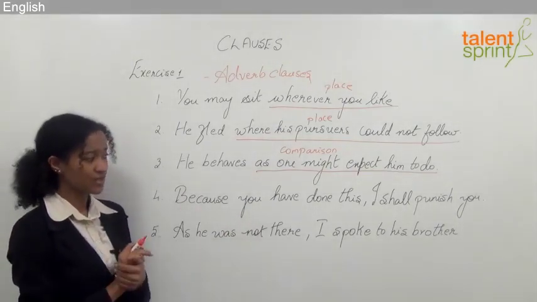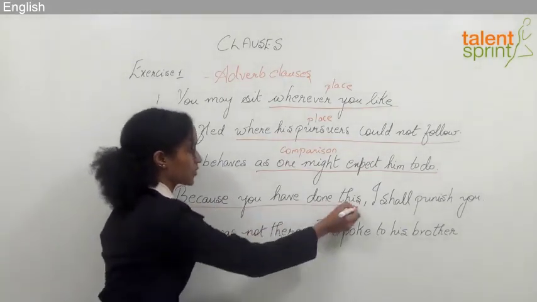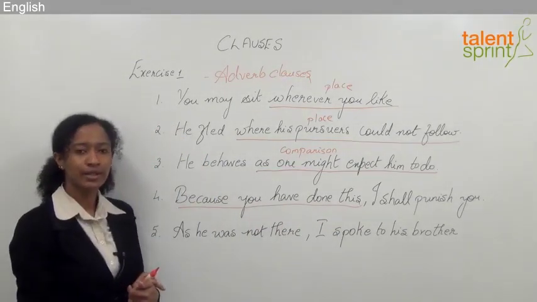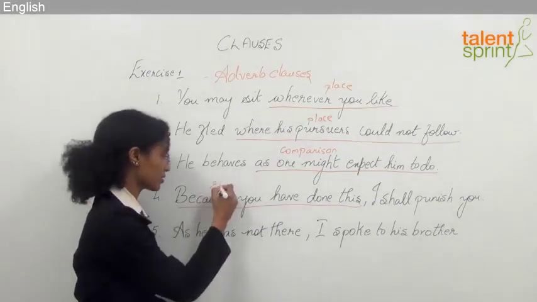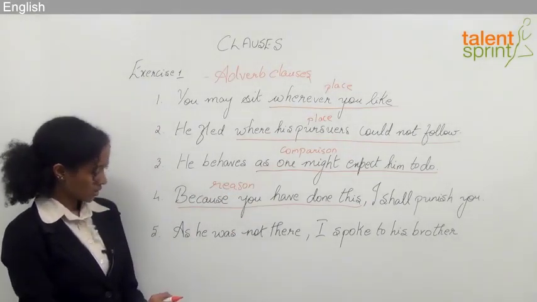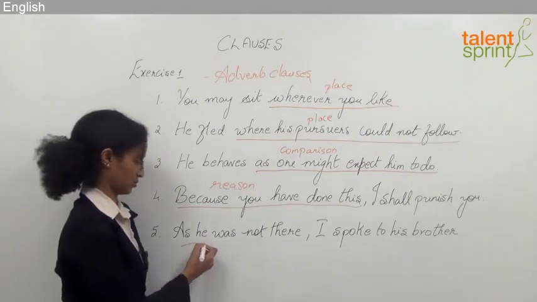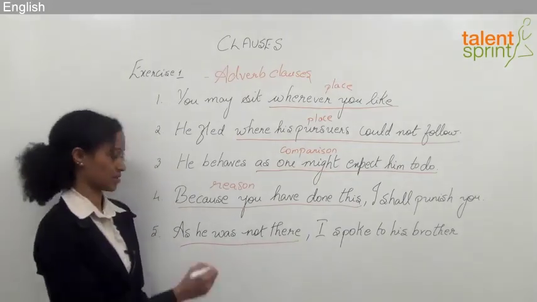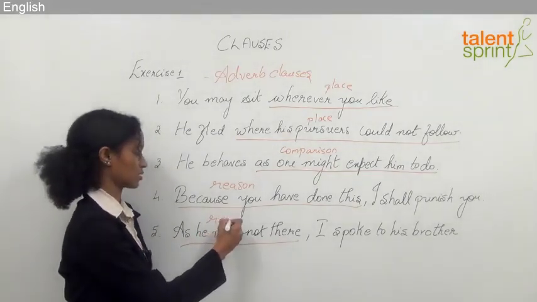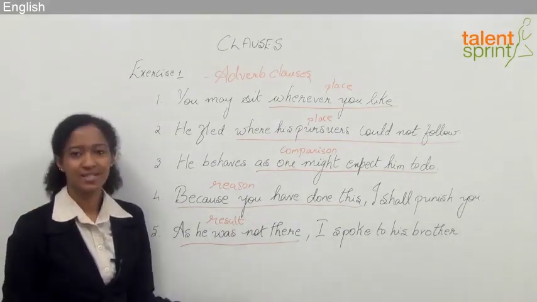Because you have done this, I shall punish you. Because you have done this is my adverb clause, and it is conveying a reason or a cause. Right? As he was not there, I spoke to his brother. Conveying result. Right? Okay? That was easy, right?